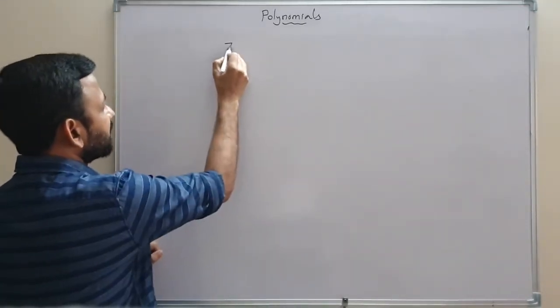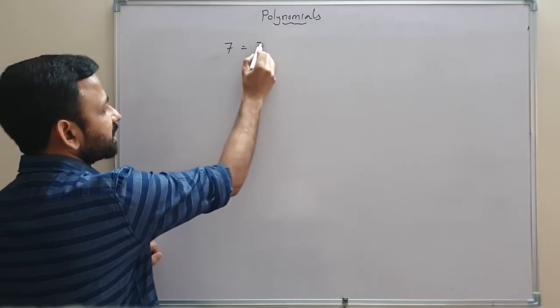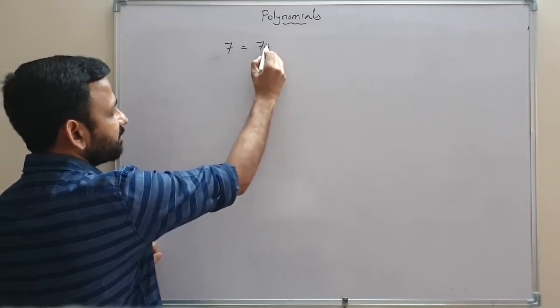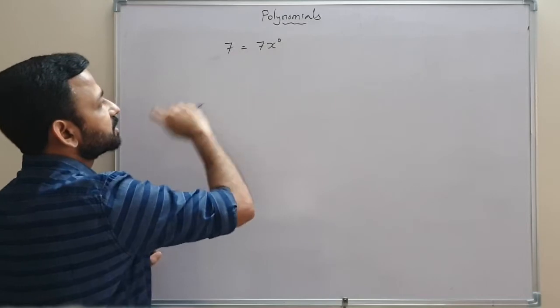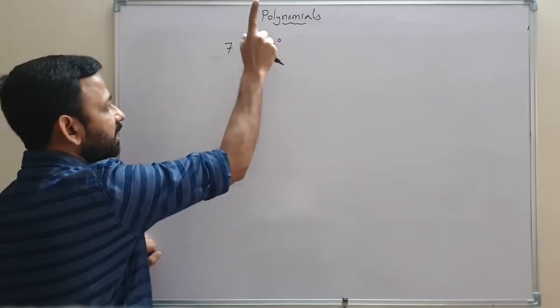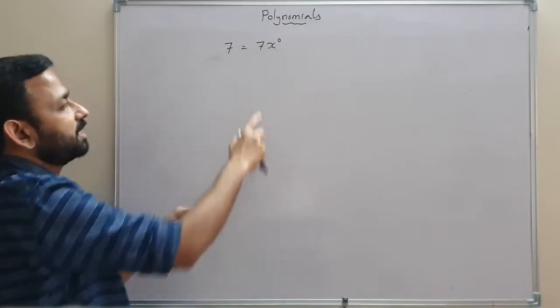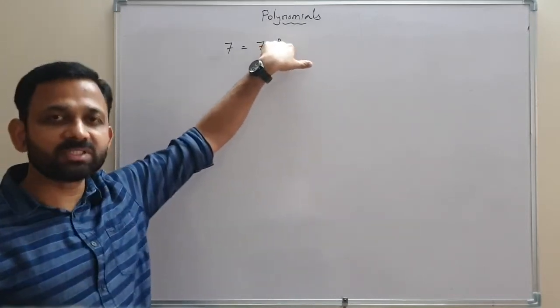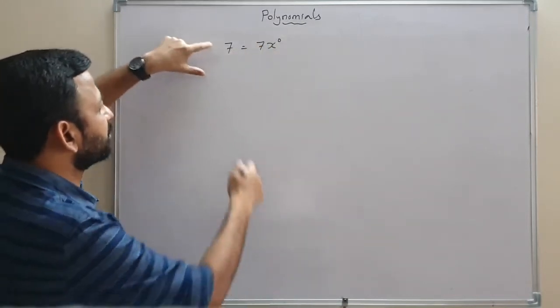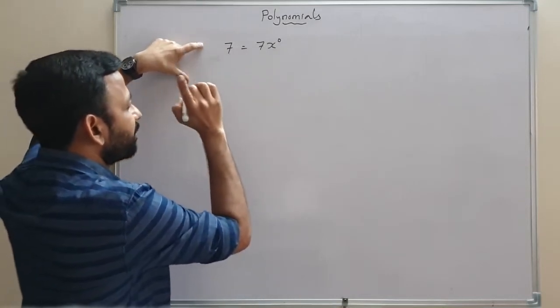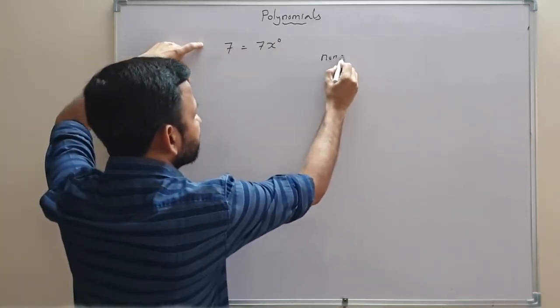And here 7. 7 is a polynomial. 7 we can write as 7x raised to 0. So x raised to 0 is 1, and 1 into 7 is 7. So 7 is a polynomial because the power of the variable is a whole number. 0 is a whole number. So this polynomial is called a non-zero constant polynomial.